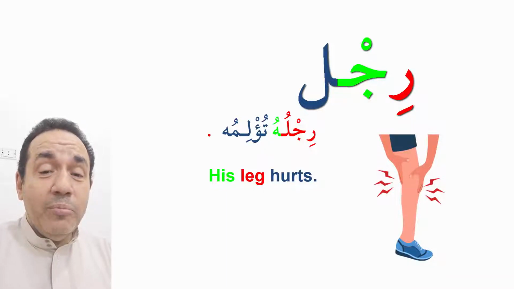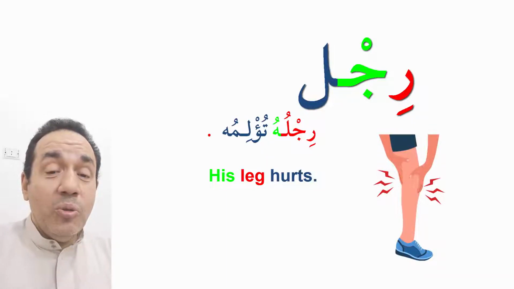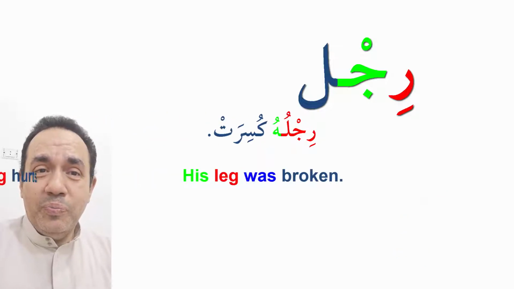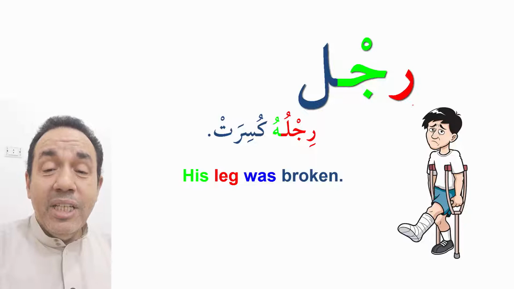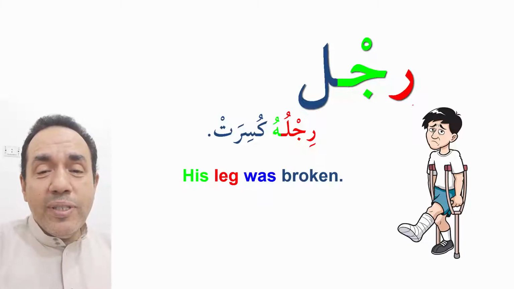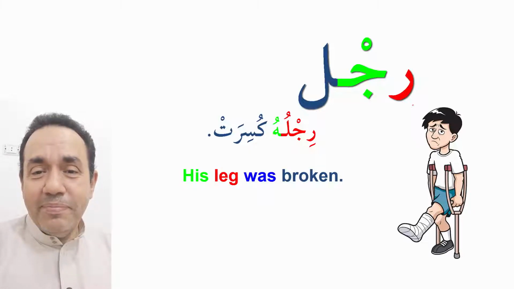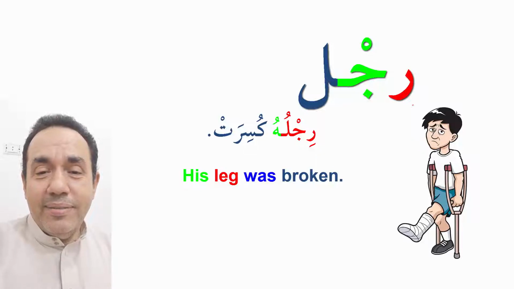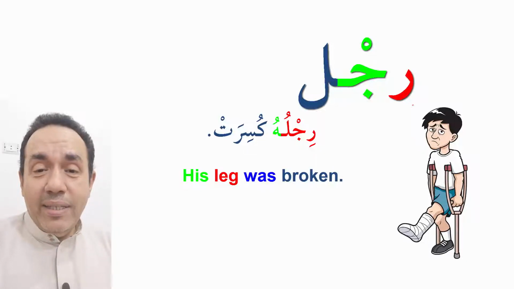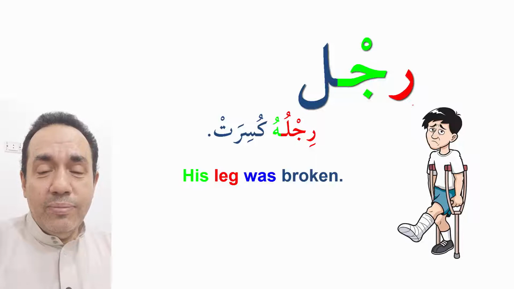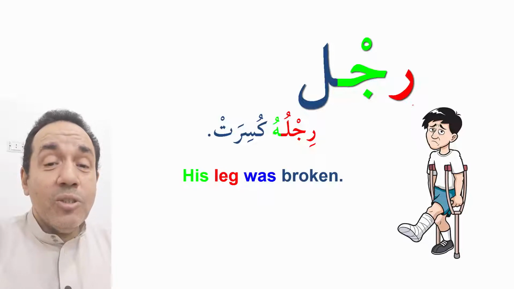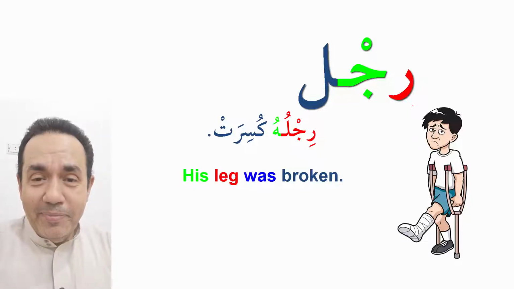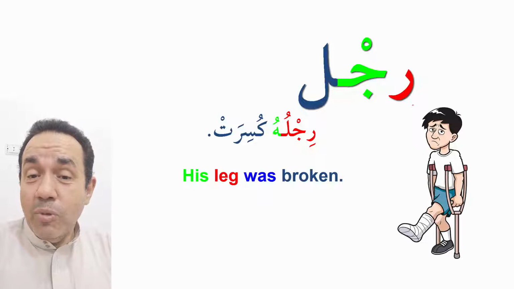رجله تؤلمه. His leg was broken. رجله كسرت in the passive voice. رجله, his leg. رجله كسرت. His leg was broken.